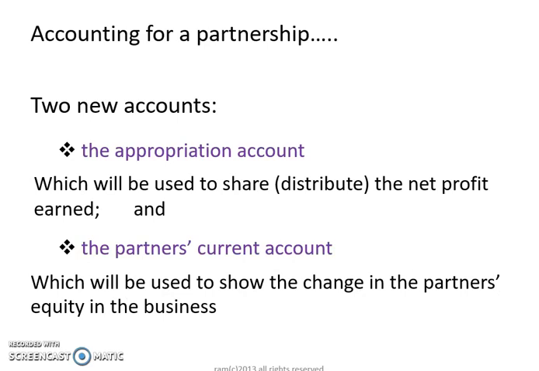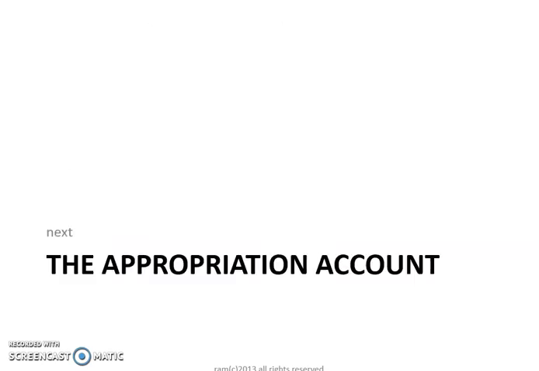So there are two new accounts that will pop up when you get to a partnership. The first one is the one we're going to deal with today, and that is the appropriation account, which would be used to help us distribute the profit earned by the business amongst the partners. And the other one would be the partners' current accounts, which will just show how they benefited from their time in the business. So let's start with the appropriation account.